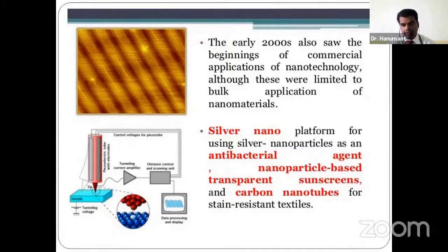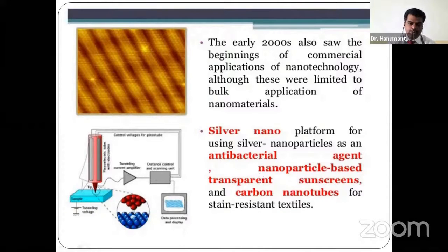I repeat once again that the application of nanotechnology is limited, even though it has emerged and entered into physical science, chemical science, and biological science, and people are using these nanoparticles for a lot of applications. We will discuss more on this application part.